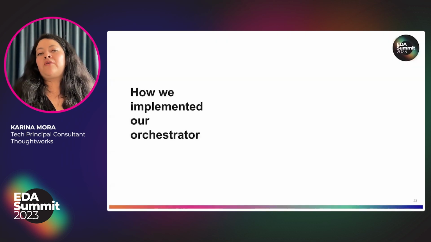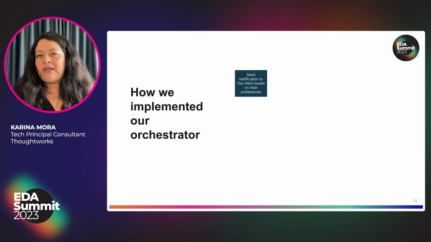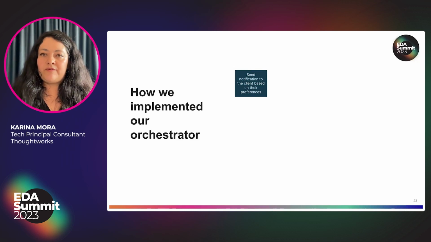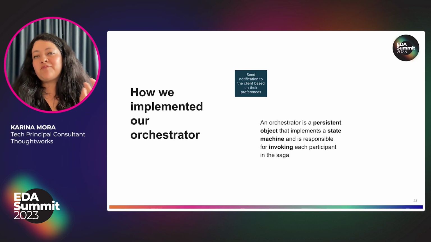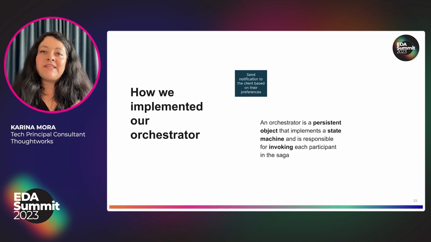How we implemented our orchestrator. Okay, so coming back to the overall idea, we want to send a notification to a client based on their preferences. Think about an orchestrator as a persistent object that implements a state machine. And as I commented, that is responsible for invoking each participant. So this transition of status belongs to the orchestrator.